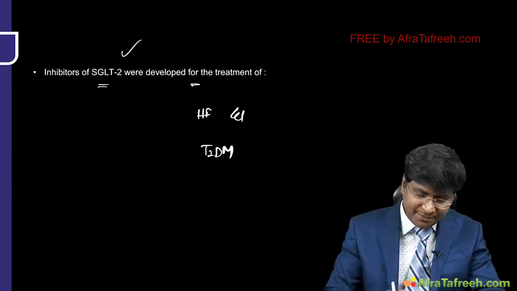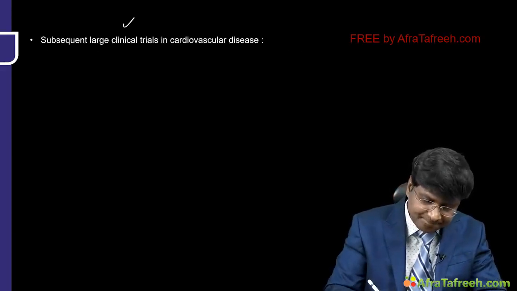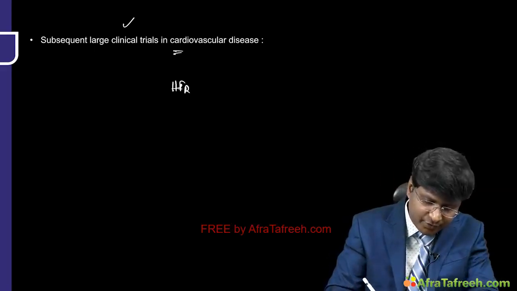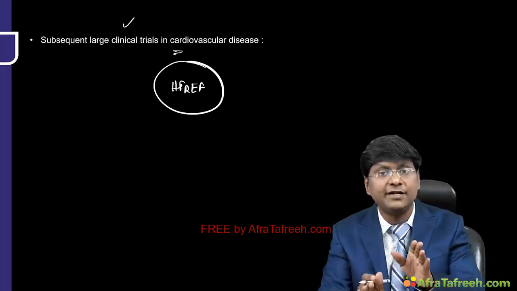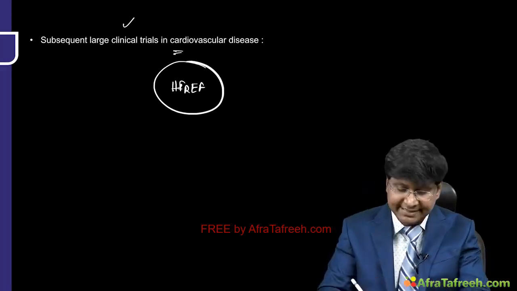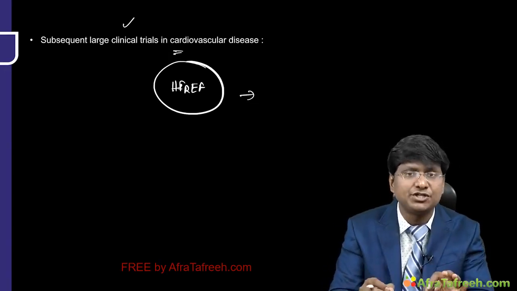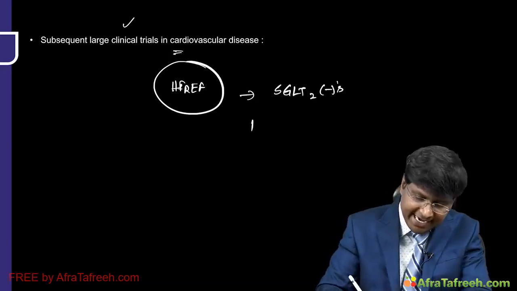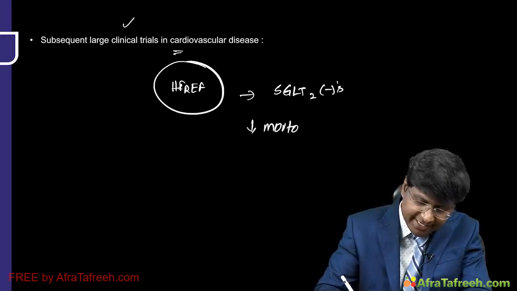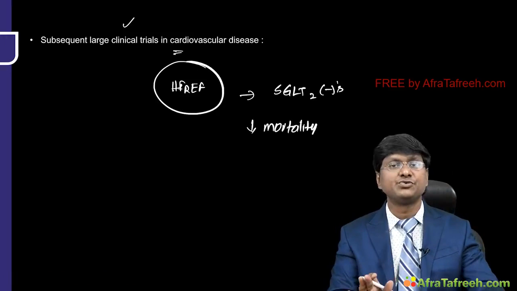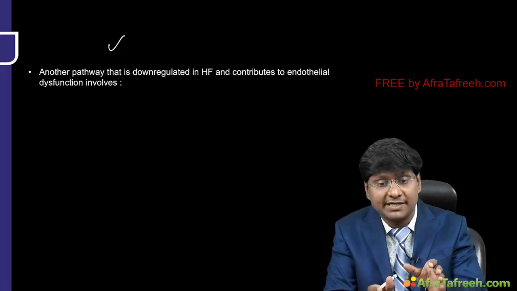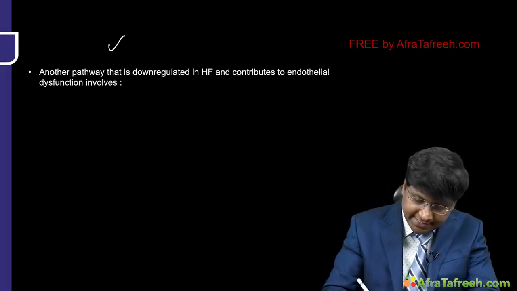So what these trials have shown in many cases is that in cardiovascular disease, particularly heart failure with reduced ejection fraction, it is beneficial to give SGLT2 inhibitors, improving the outcome of the individual and reducing mortality as well as morbidity in patients with heart failure.